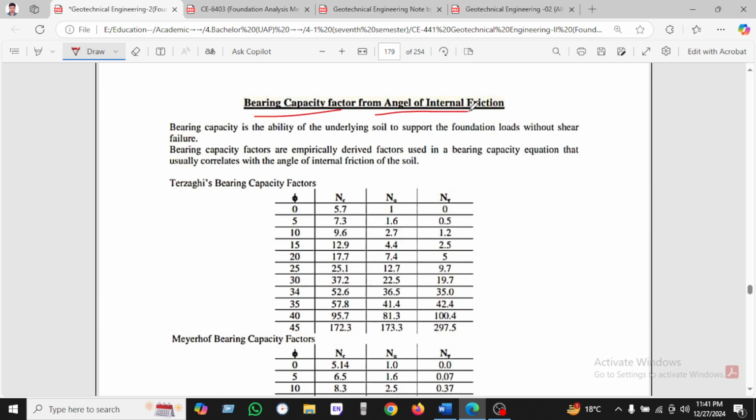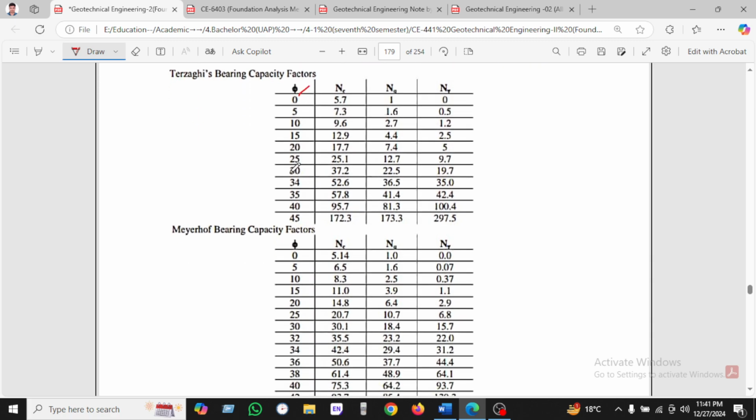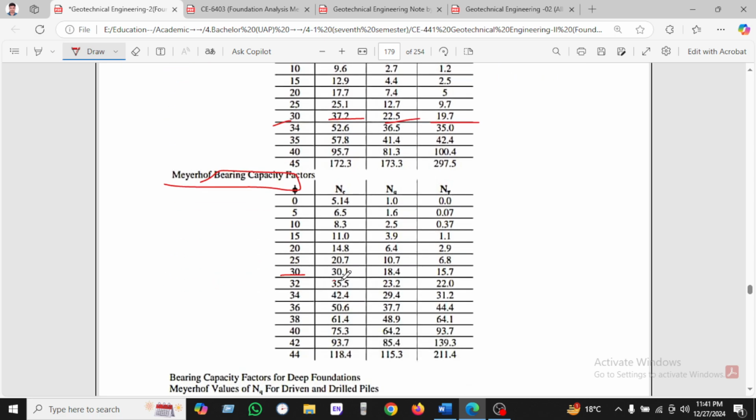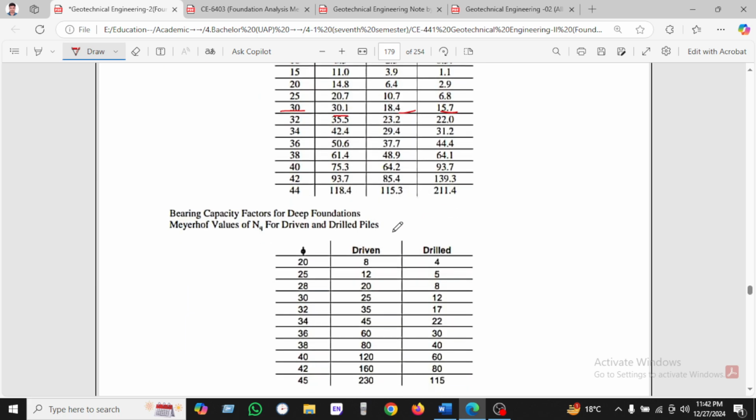So for the bearing capacity factors and angle of friction, you can see when the angle is 30, then we will use Nc equal to 37, Nq equal to 22, and Ngamma equal to 30. And this is for Terzaghi's bearing capacity factors. When we use the Meyerhof factors, then for 30, Nq equals 18, and 15.7. And Meyerhof's capacity for deep foundations, the Meyerhof value Nq for driven and drilled shafts. So this is the value Nq. At 30, driven is 25 and drilled is 12. We will use drilled and driven accordingly.